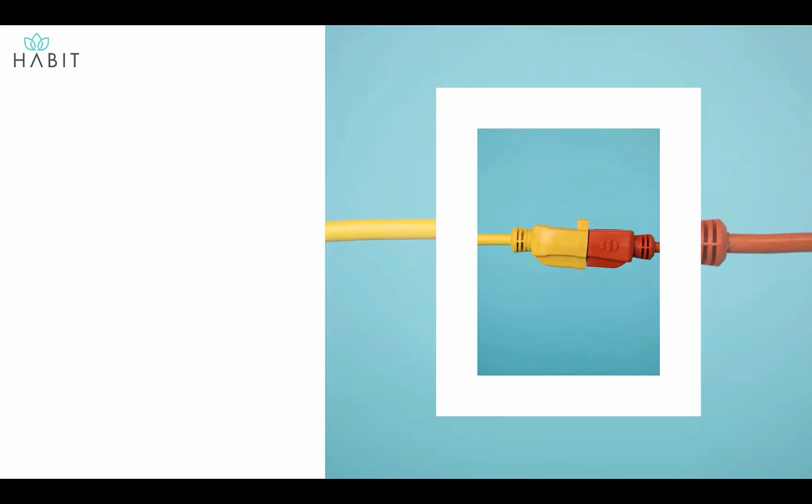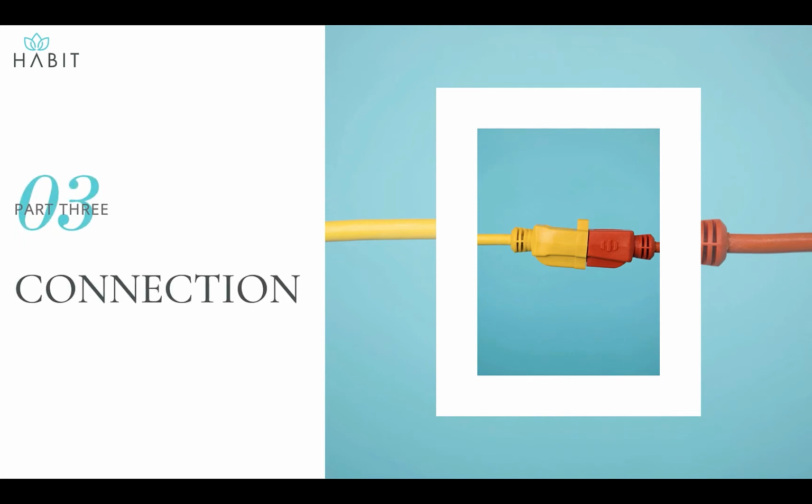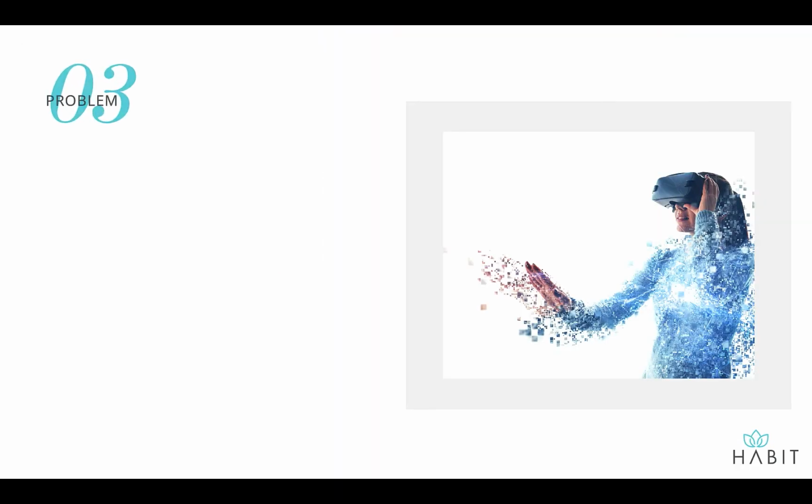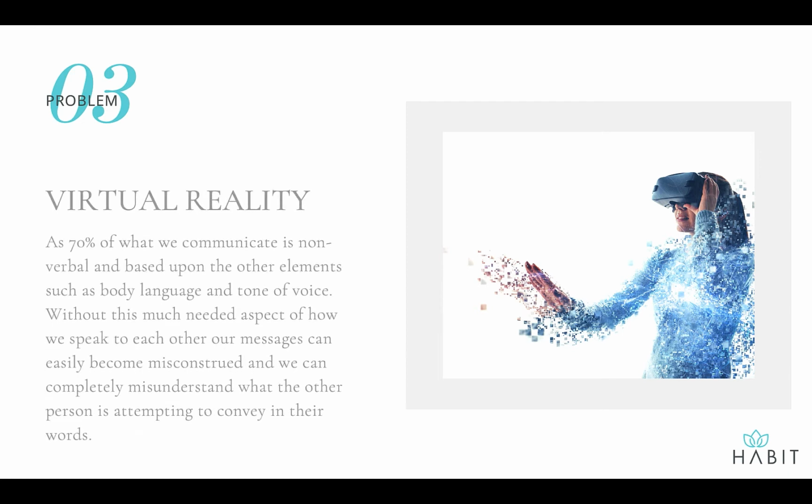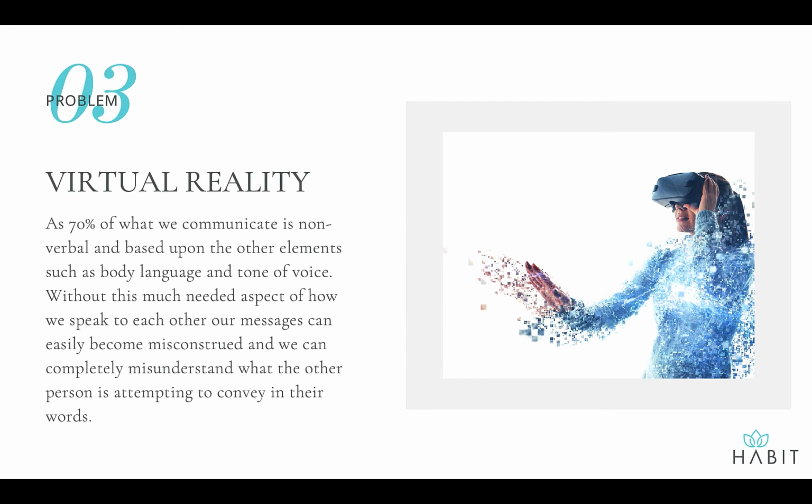And just to add a little bit more fuel to the fire, another compounding factor that we now face in our communication with others is that much of it occurs in the world of text, emails and instant messaging. As 70% of what we communicate is non-verbal and based on these other elements that we touched upon earlier, such as body language and tone of voice, we become heavily reliant on the words alone and the message that they are trying to convey. But without this much needed non-verbal aspect of how we speak to each other, our messages can then become misconstrued and we end up completely misunderstanding what the other person is actually trying to say to us.